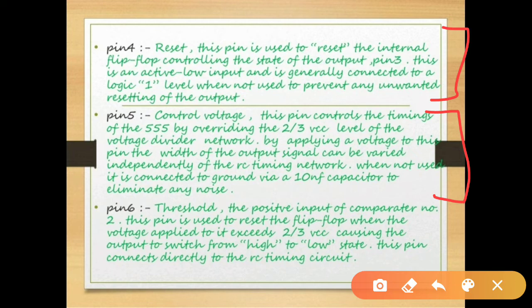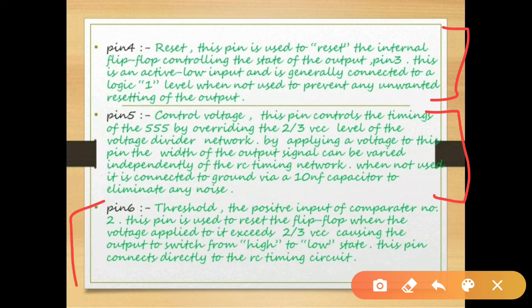When not in use, it is connected to ground via a 10 nanofarad capacitor to eliminate any noise. So when it is not used, it is connected to ground through the 10 nanofarad capacitor to avoid noise. Next, pin number 6 is the threshold point.